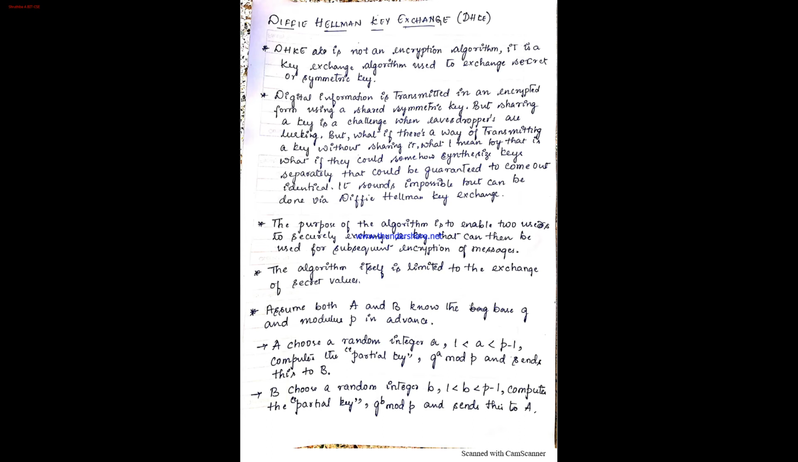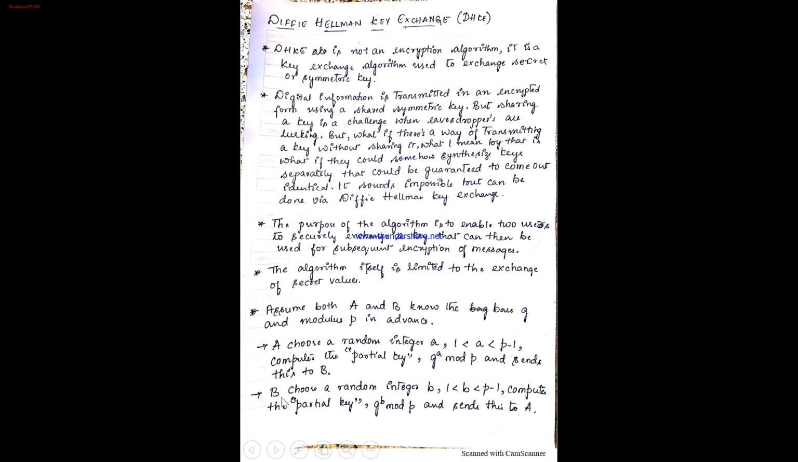Are you understanding, guys? So the base g, he'll consider as 2, and p as 11. These two things both A and B will know in advance. Then this person chooses a random integer a between 1 and p minus 1. That a is considered the private key of the sender, and he'll compute a partial key, g to the power of a mod p.